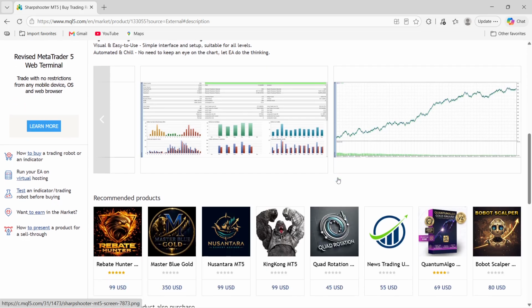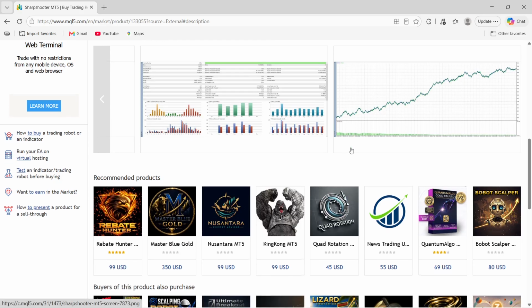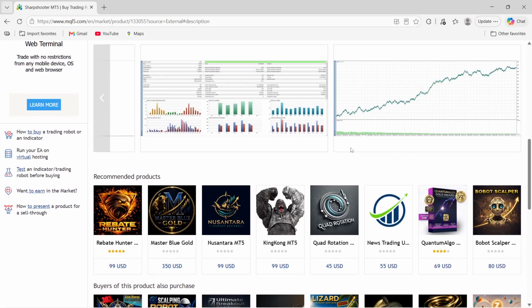EAs without any tweaking. So, overall, the Sharpshooter EA has a solid reputation in some circles, but my test showed challenges. It's worth demo testing with your broker, but don't expect guaranteed results.